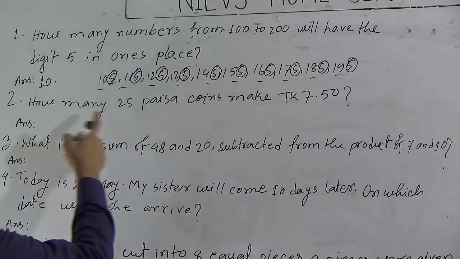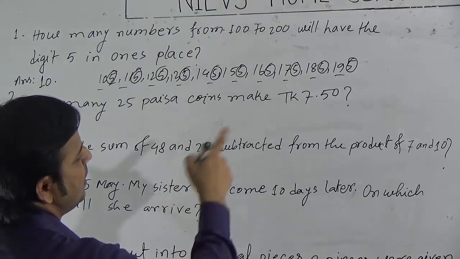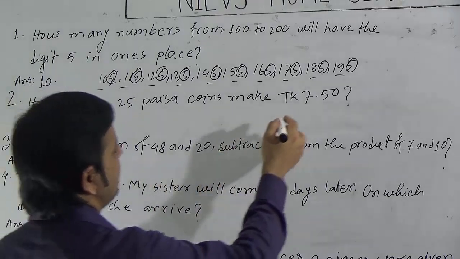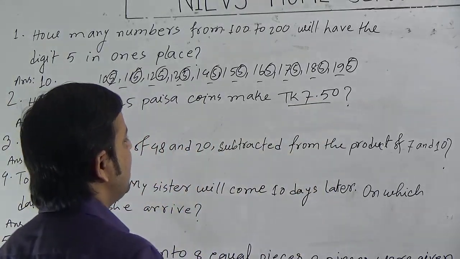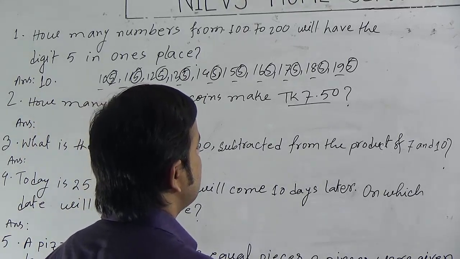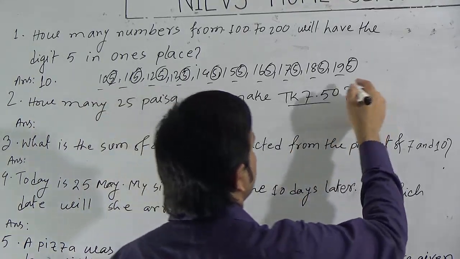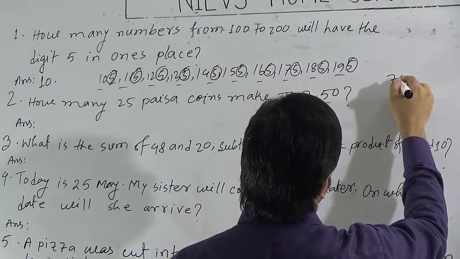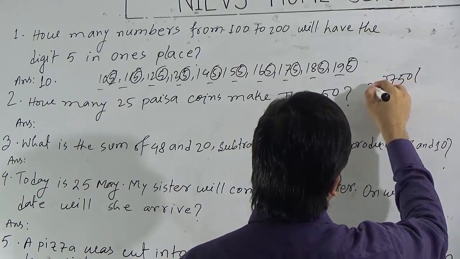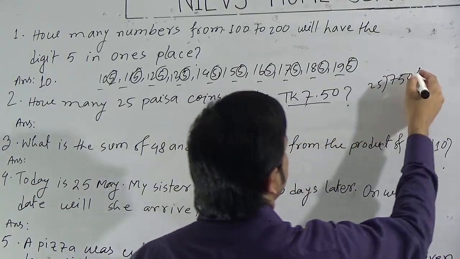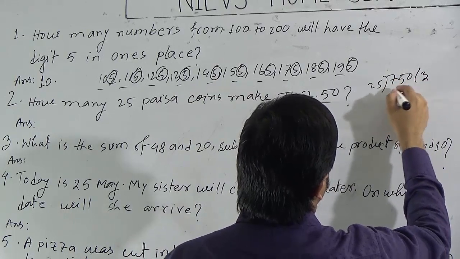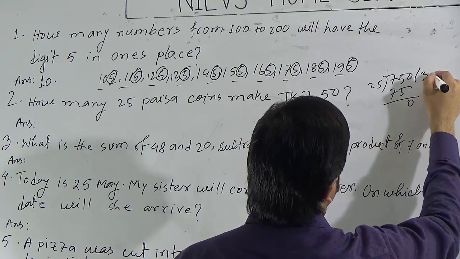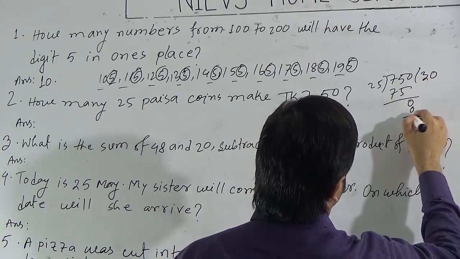Now second question, how many 25 paisa coins make 7.50 taka? It means that at first we have to know how many paisa are there in 7 taka 50 paisa. 7 taka means 700 paisa and 50 paisa if we add, it will be 750 paisa. Now if we divide by 25 paisa, we will get 3 times 25s are 75. Now 0 left. 0 times of 25 will be 0.